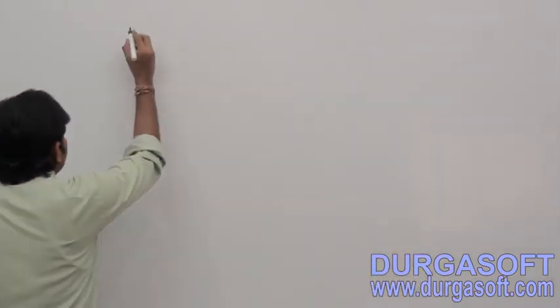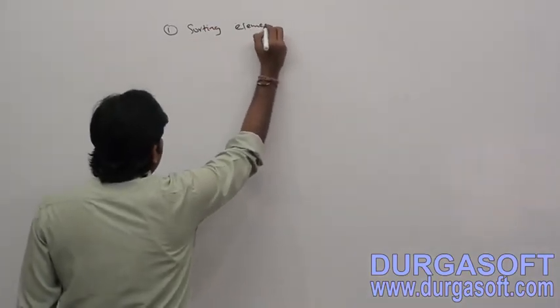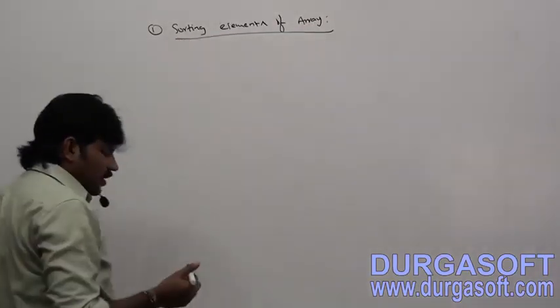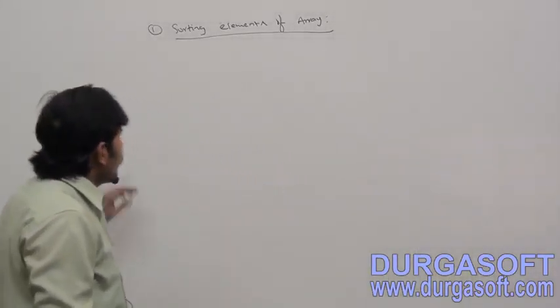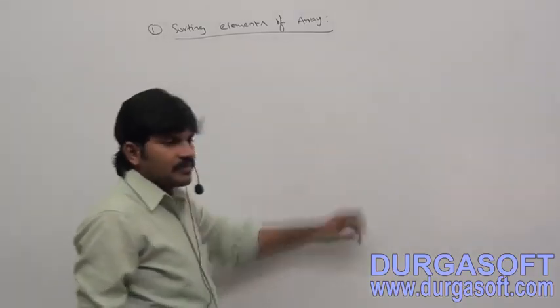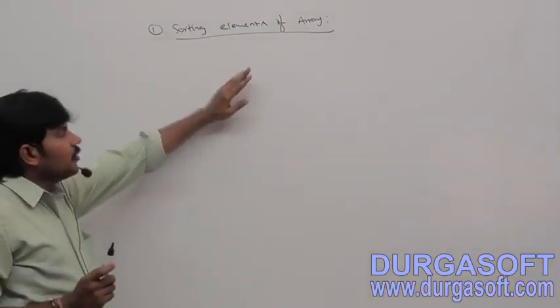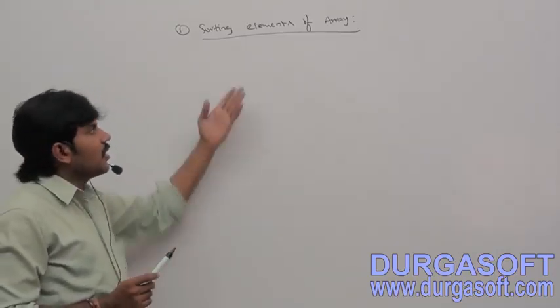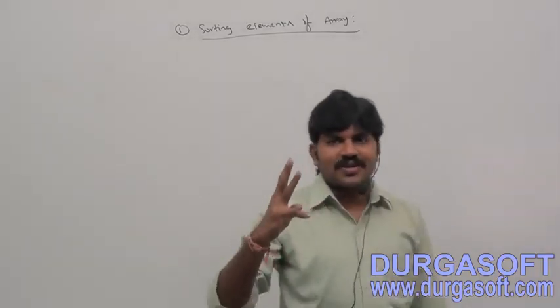There are three utilities we have to discuss. The first utility, keep the subheading: sorting elements of an array. Now how can we sort? Simple: the Arrays class defines several sort methods. Of course, three sort methods are there.